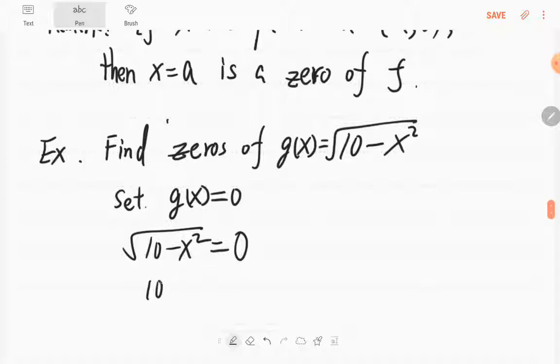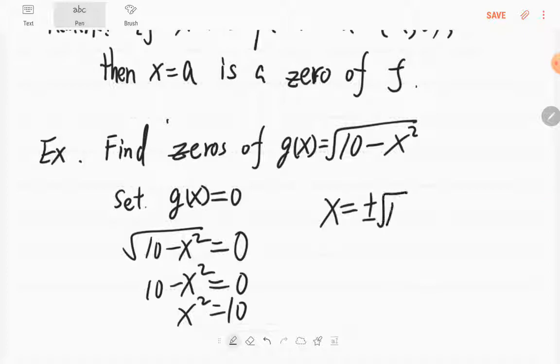So we square both sides, so you have this one equals 0. So x squared equals 10. X squared equals 10, so x equals plus or minus square root 10. So we have two zeros, right? One is positive square root 10, the other one is negative square root 10.